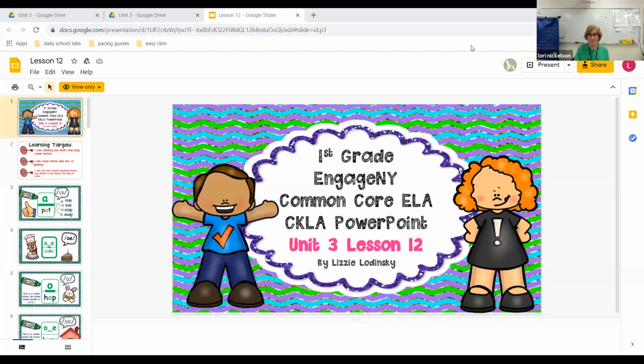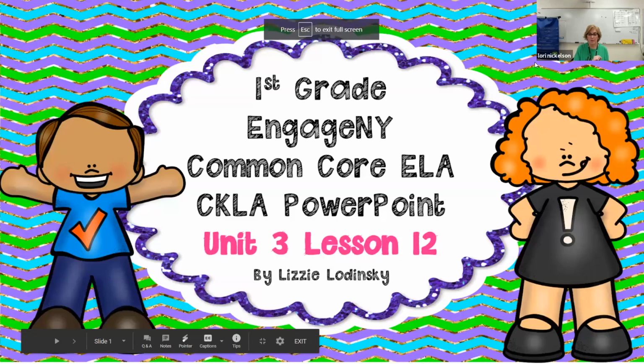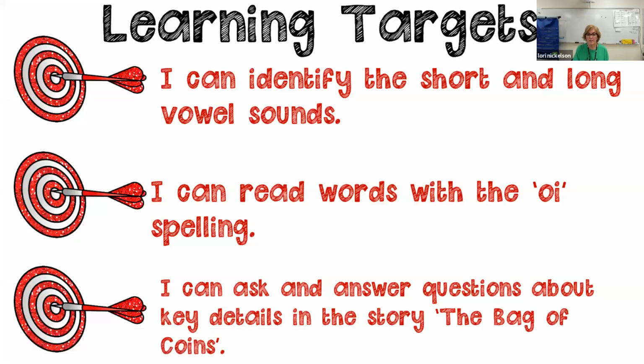All right, let me get rid of all these things like we're normal. Okay, so we are doing Unit 3, Lesson 12. Our learning targets: I can identify the short and long vowel sounds. I can read words with the oi spelling, and I can ask and answer questions about key details in the story, The Bag of Coins.